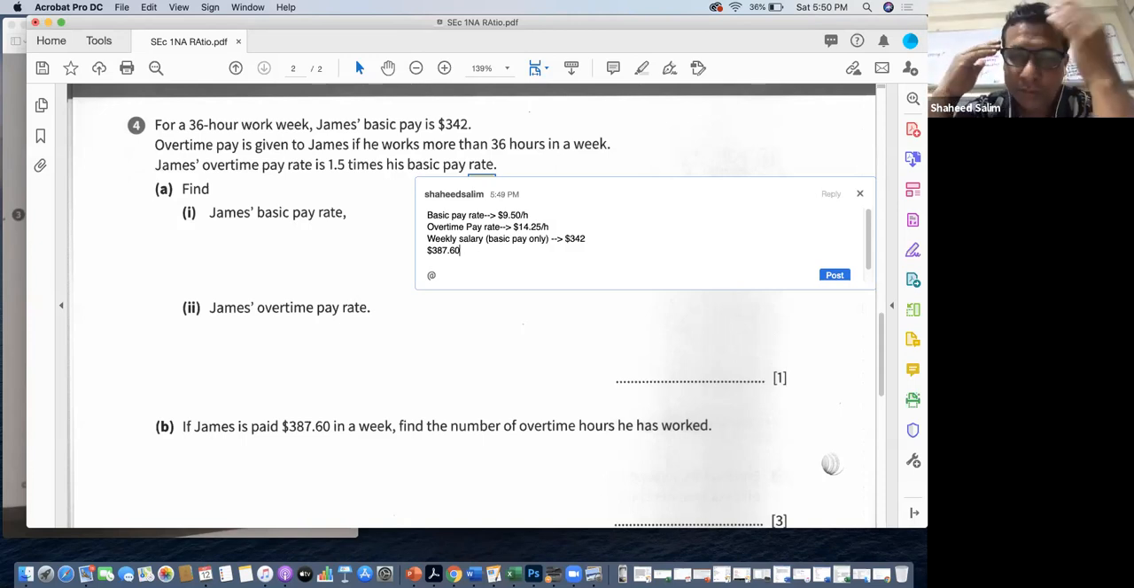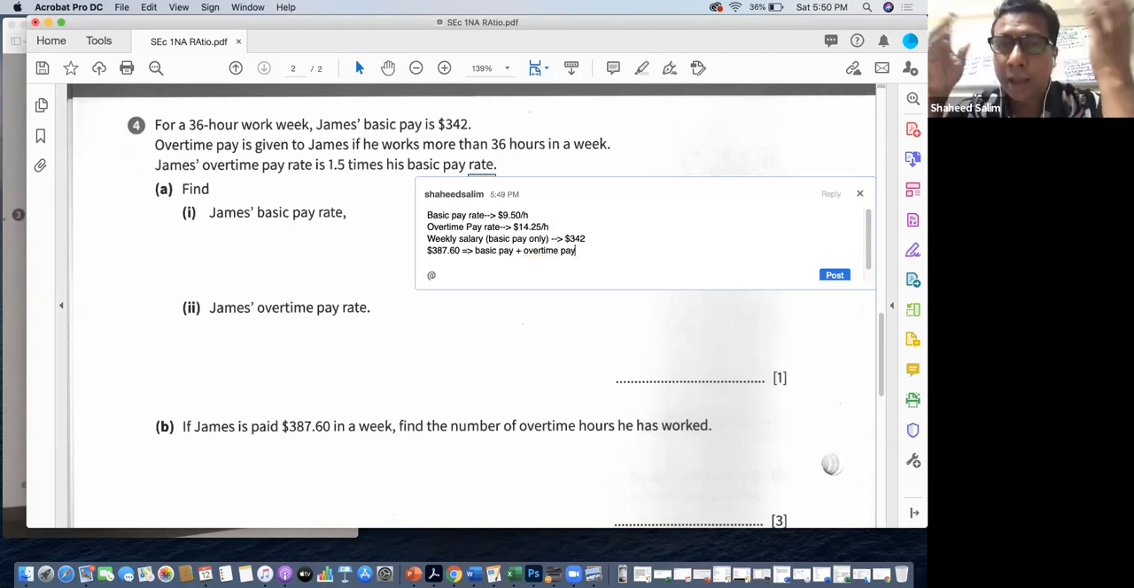How much is the overtime pay? This is made up of what? This one is made up of basic pay for the week plus overtime pay. There are two types of pay. You must know this, Edmund. Next time you work overtime, you can ask, how come the company is paying me so little or so much? Otherwise you don't know you're being cheated. So you need to know this.